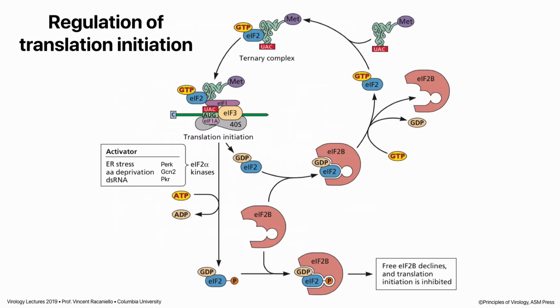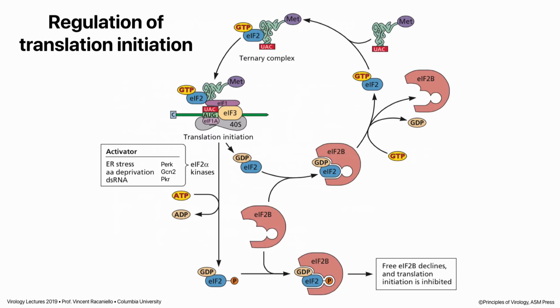It grabs EIF2 and GDP and exchanges the GDP for GTP, and now this can go and join another tRNA and make a new ternary complex. So you can see you have a cycle. You start translation, you release GDP, EIF2, it's recycled, and you start over again. This is a very important part of translation regulation. The amount of EIF2B is highly regulated, and that can regulate translation.